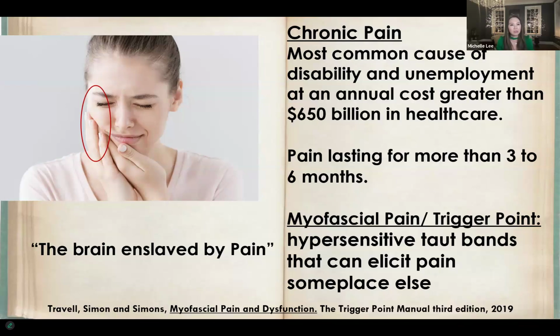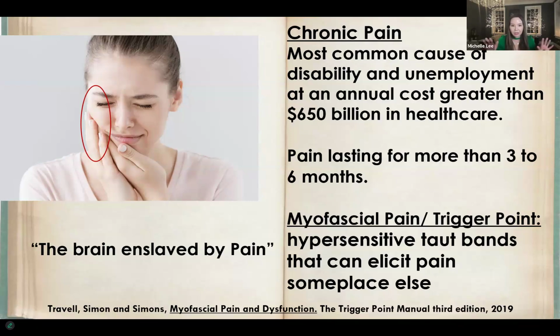And I want to talk about, and I love this quote, describing chronic pain. It's from the Trigger Point Manual with Myofascial Pain and Dysfunction by Travell and Simons. They describe chronic pain as the brain enslaved by pain. Chronic pain is the most common cause of disability and unemployment at annual costs of billions of dollars in healthcare. And it's described as pain lasting for more than 3 to 6 months.